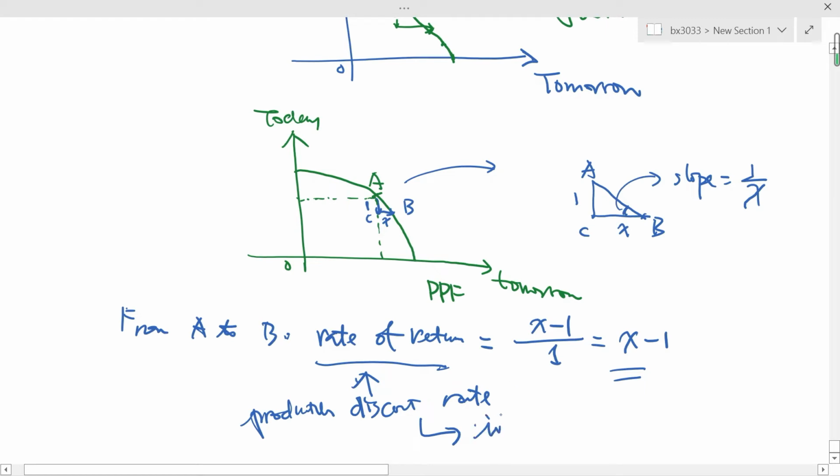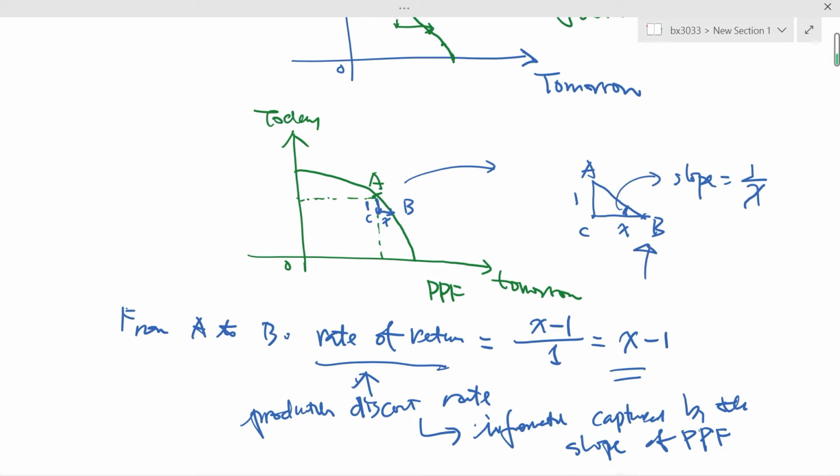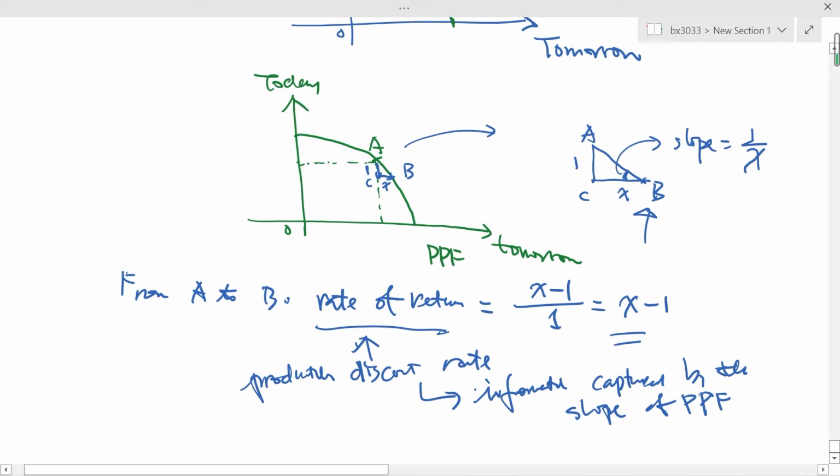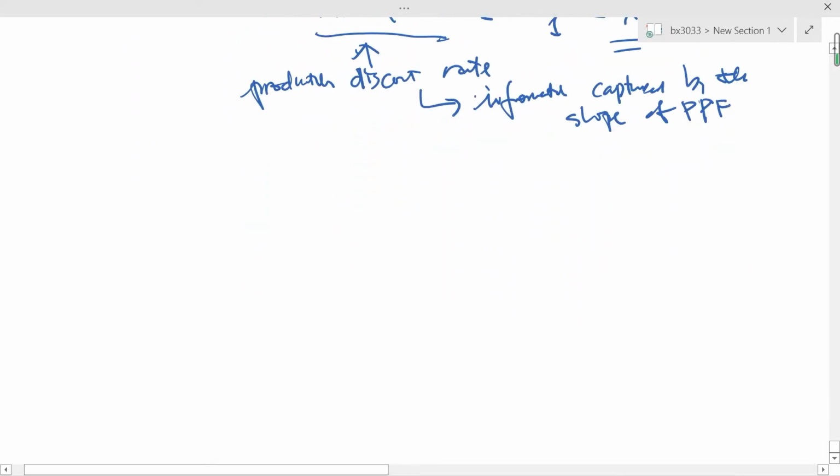So this information is captured by the slope of the production possibility frontier. So I hope you see it from these triangles. Okay, so that's from the production side. Let's look at the consumption side.